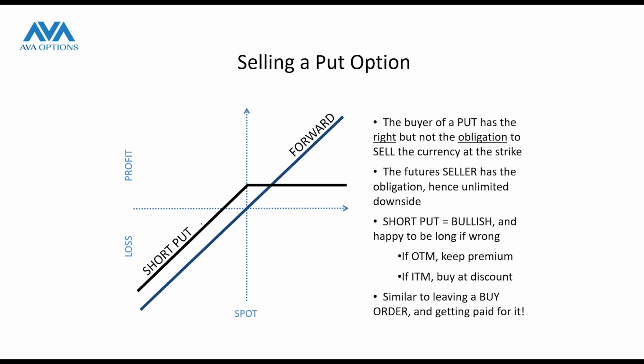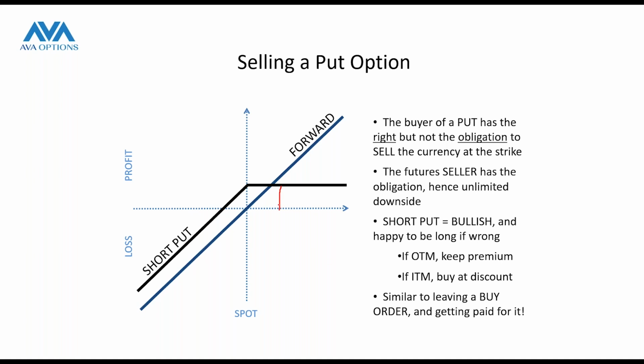Here's selling a put option. Selling a put option means you are giving someone else protection against the market going lower. So that's similar from a risk perspective to going long the market, right? If you go long the market, or if you buy the asset, if the market falls, you lose. If you write a put and the market falls, you lose.